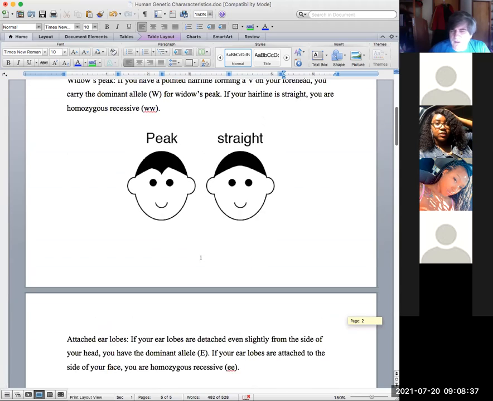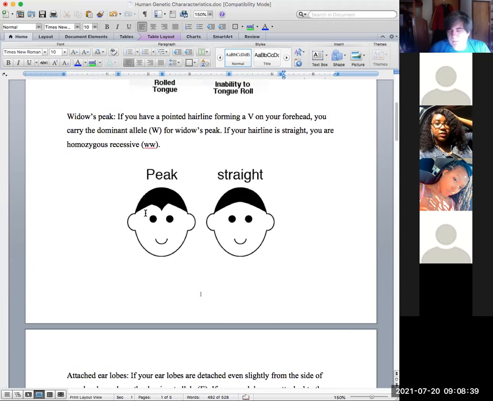Okay, for the second characteristic, we're looking at something called widow's peak. If you have widow's peak, your hair comes to a point in the middle of your forehead. If you don't have widow's peak, you have a straight hairline, which isn't really straight. It usually does curve up a little bit towards the top, but you don't have that point.